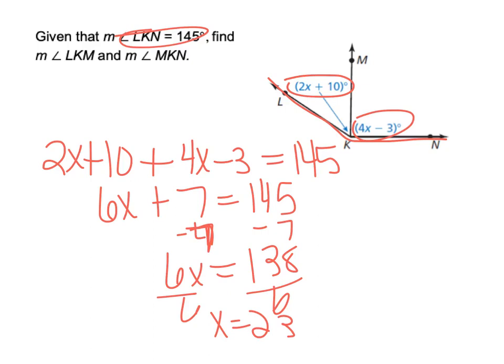So we'll go back up to the first angle, and we will say if x is 23, 2 times 23 is 46, plus 10 is 56 degrees. And then 4 times 23 is 92, minus 3 is 89. And if we double check that, if we say 89 plus 56, we had better get 145, which we do.